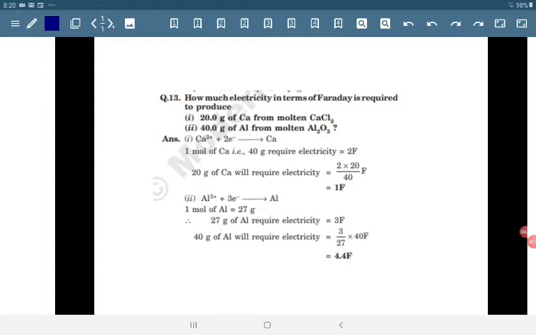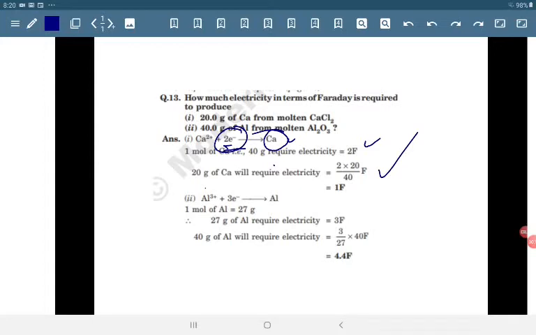In the first case, this is the equation we can write down: Ca2+ plus 2 electrons gives calcium. From the equation it is clear that 2 moles of electrons are required to produce 1 mole of calcium. So 1 mole of calcium, that is 40 grams, requires electricity equal to 2 Faraday, because it is 2 moles of electrons here. 2 moles of electrons carry charge equal to 2 Faraday. So 20 grams of calcium will require electricity equal to 1 Faraday.